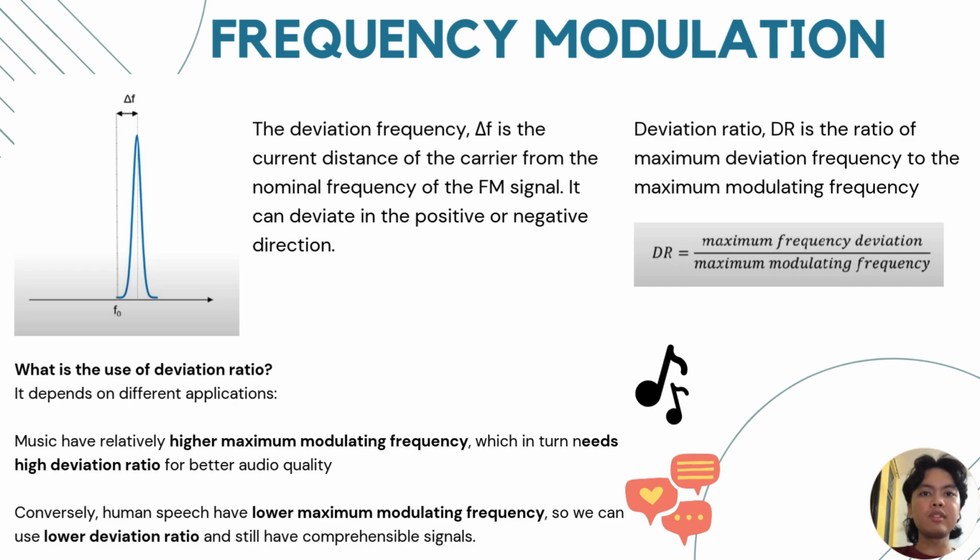But before that, we should know that deviation ratio, also known as the modulation index of FM, is the ratio of the maximum deviation frequency to the maximum modulating frequency, as shown in the formula here. Now, why do we need to know the deviation ratio? It actually depends on different applications. I have listed down 2 applications here, which are music and human speech.